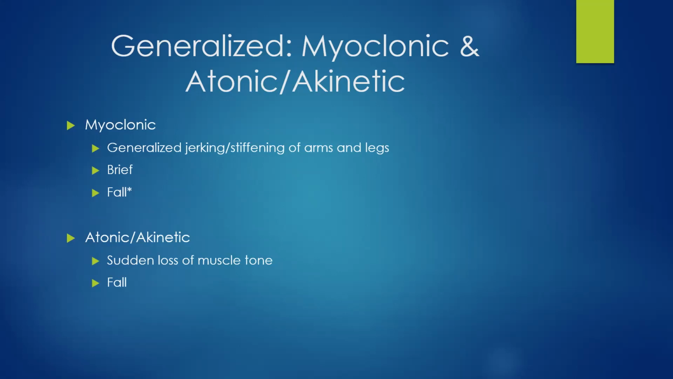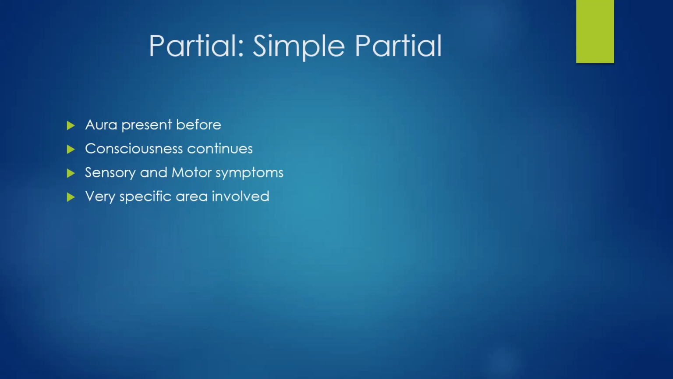And I put fall with a star beside it. This is for both the myoclonic and the atonic. Because if you think about it, when we have stiffening of our muscles, or as in atonic or akinetic, we completely lose all muscle tone, what's going to happen to our patient? They're most likely to fall. So these patients should be on safety and falls precautions absolutely 100% because they do not have control of their muscles.